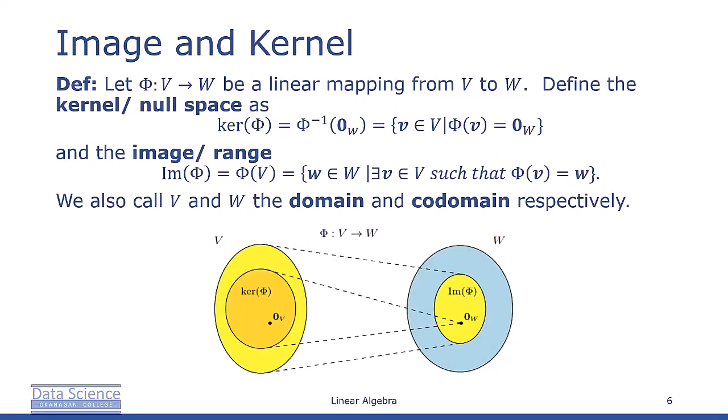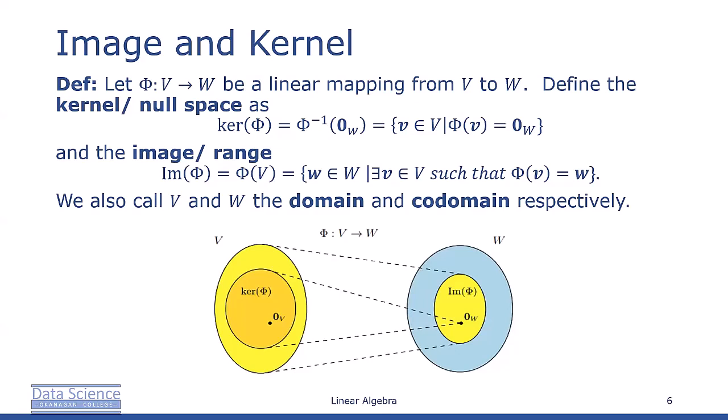The image and kernel of a linear mapping are vector subspaces with certain important properties. Let phi take V and map it to W, and let it be a linear mapping. We'll define the kernel as kernel of phi equals the set of all v from our vector space V, such that phi of v is equal to 0.